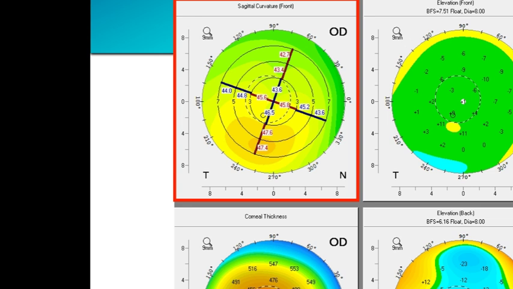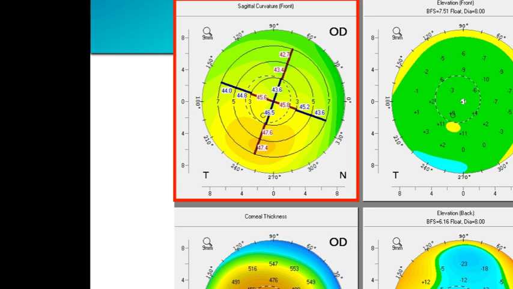Okay, but what about the posterior elevation map? It is plus 12, which is normal. So the posterior elevation is normal, but the anterior curvature is abnormal. So this is called para-ectasia. It is not ectasia. Now what's the difference between form frost keratoconus and keratoconus suspect? It is the same shape. Both are the same. Abnormal anterior curvature, normal posterior elevation.